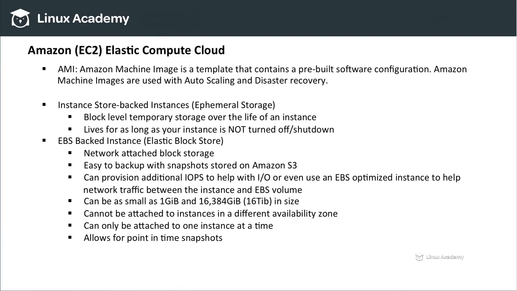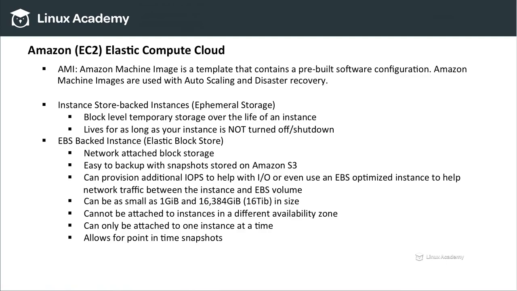EBS backed instance, or Elastic Block Store. Elastic Block Store is a network-attached block storage device, which means you can attach it to your EC2 instance. It's attached over the network through network cables, Cat5 cables. It's a network-attached connection. It's not a direct attached connection. It's easy to back up with what are called snapshots, and these snapshots are stored on Amazon S3. These snapshots are point-in-time snapshots, which we'll also spend a lot of time on. You can provision additional IOPS, which is input output, which increases the amount of input output we have.